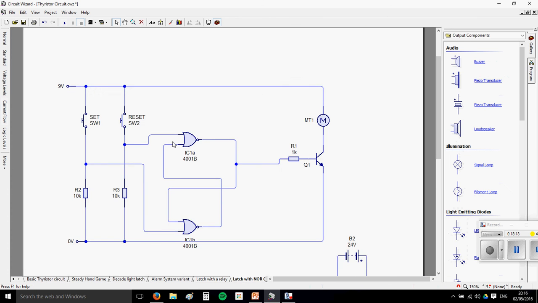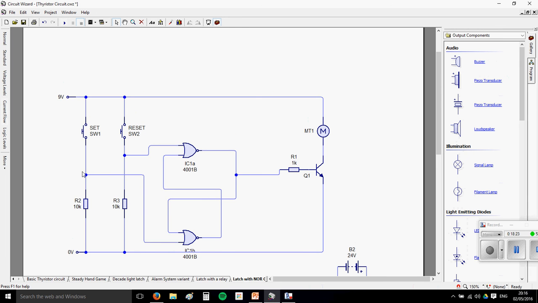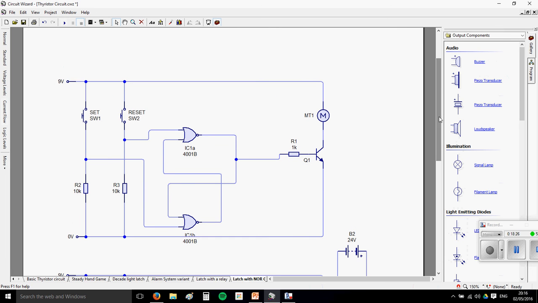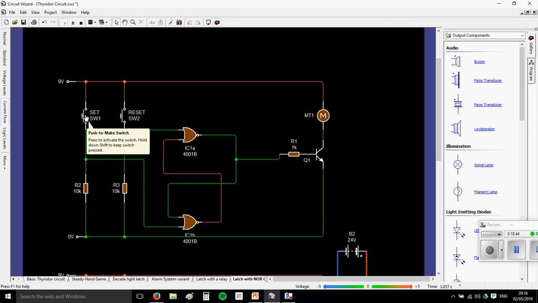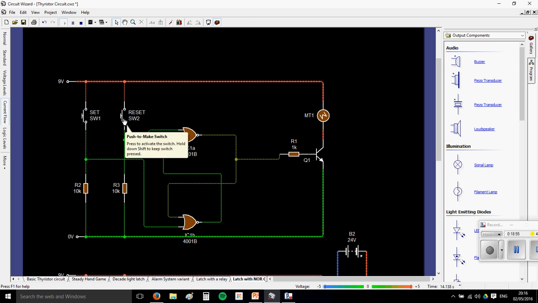Right, the last one I wanted to show you was how you can actually make latches with NOR gates. Now, I'll do a separate video on this in the future, but it is possible if you take two NOR gates and wire the output of one of them to the input of the other, and the output of the other to the input of the first, that you can make a latch. So to prove it works, press this button. That will cause the motor to start, and I've let go of the button, but it's still triggered, so it is latched, and I can reset it by pressing the other button.